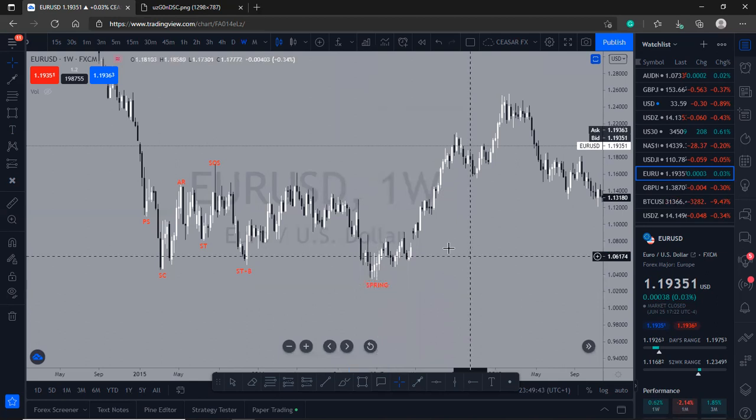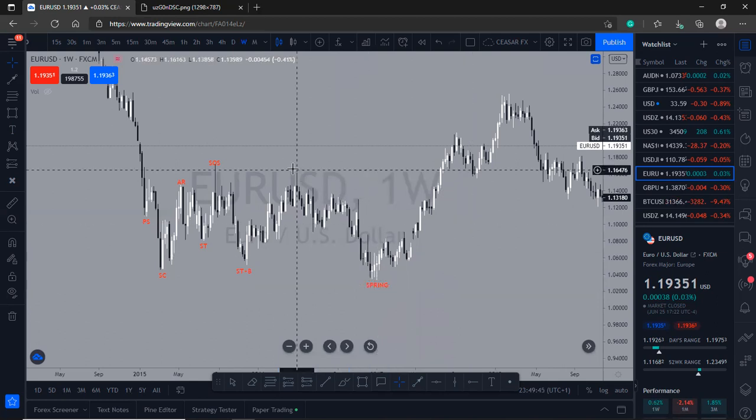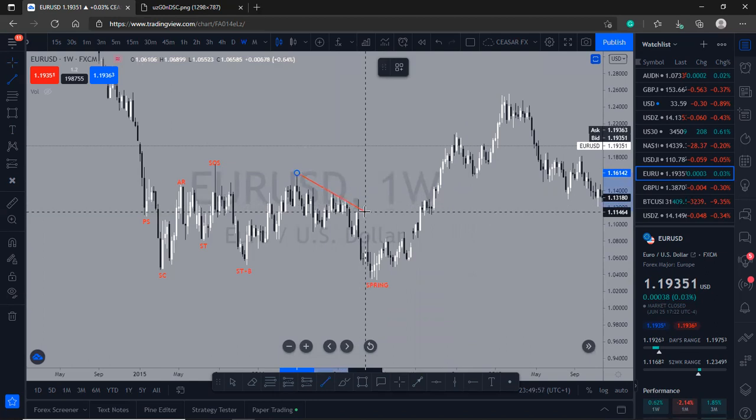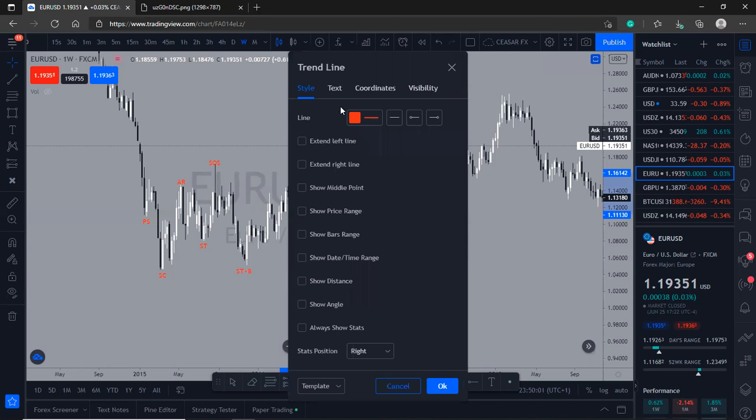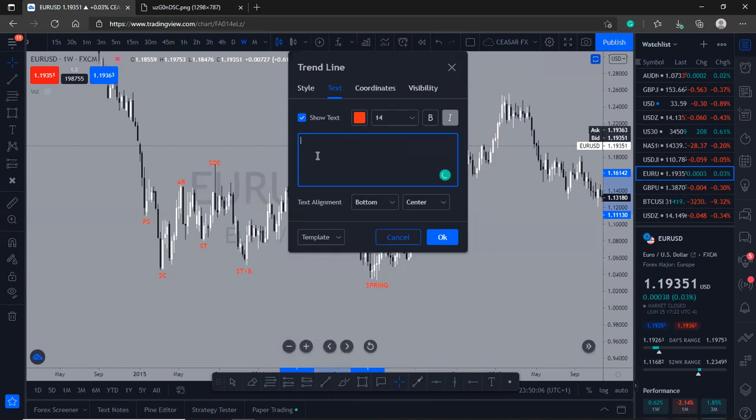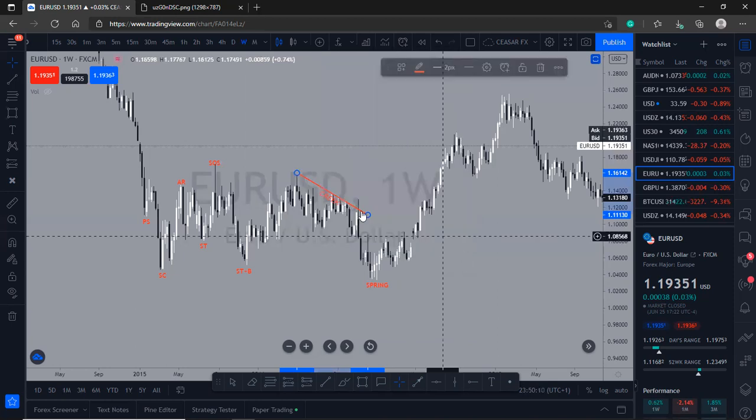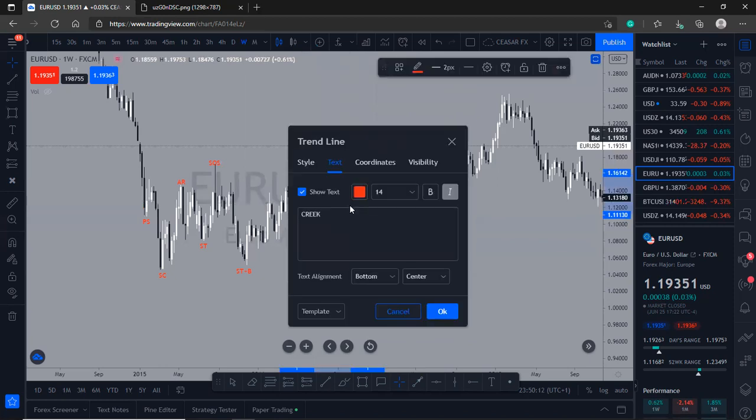So then look at this thing. Now here I will refer to this one as the failed sign of weakness. This one was a creek. I refer to this one as a creek. So this one was a creek. I have to put this thing on top.